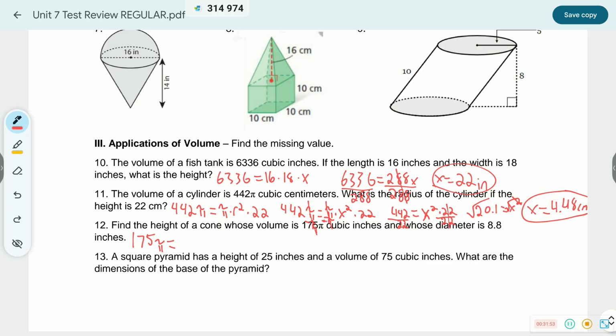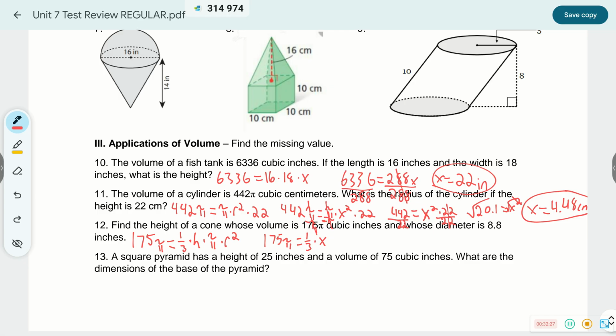Well, our formula for a cone is 1/3 times the height times pi times radius squared. Okay, we're actually missing the height. So we have 175 pi equals 1/3 times x, which is our missing value.